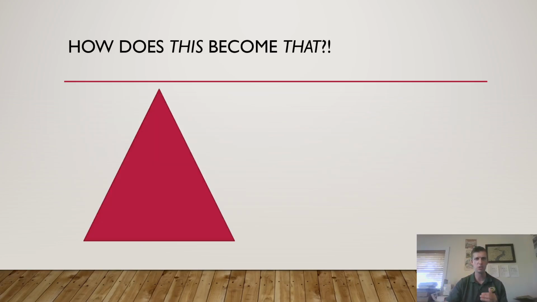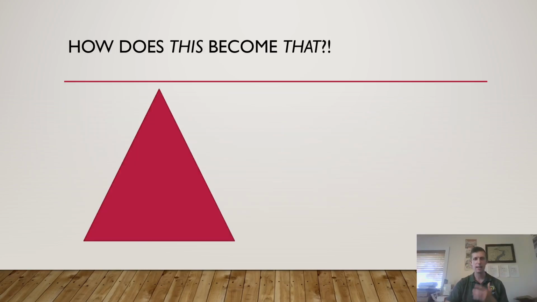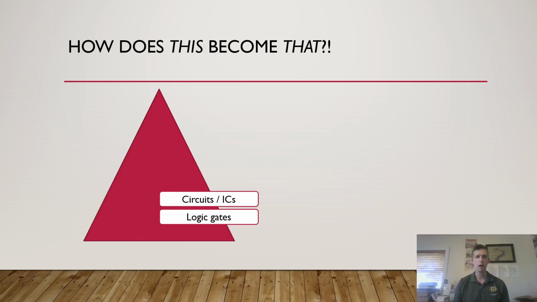So I want to start this discussion with a graphic based on this pyramid. We're going to start to piece together how we can get from our circuits to our computer, and that starts with the things we learned in EE360 and digital logic. The two base layers of this pyramid are our logic gates and our circuits.